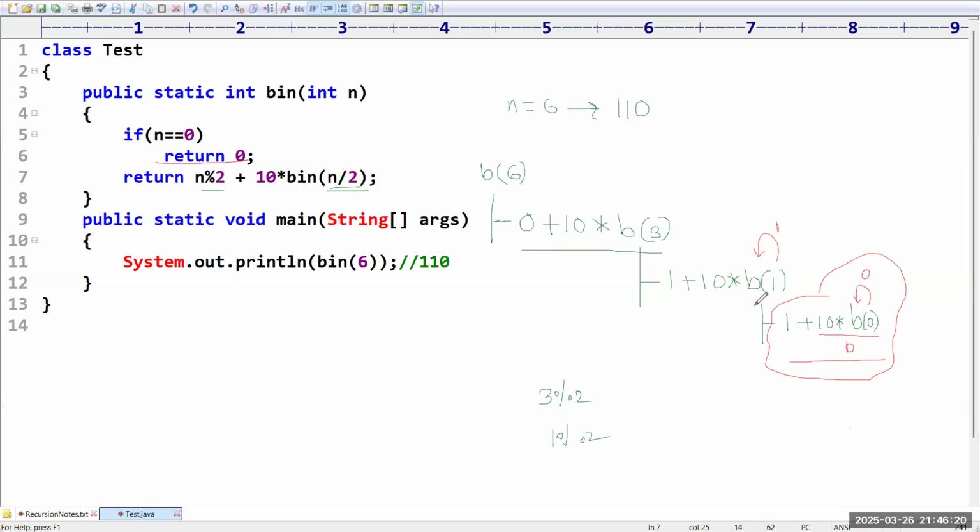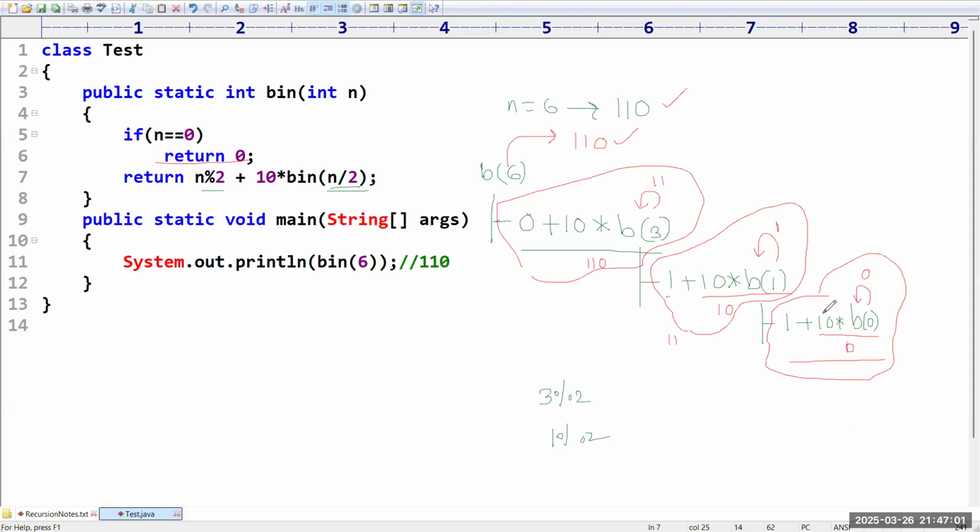Yes. Now tell me 1 into 10. What is the value? 10. 10 plus 1. What is this total value, sir? 11. That 11 it will return. Am I right? Yes. Now tell me 11 into 10. 110 now. So 110 plus 0. What is the return value? 110. Is the expected output correct? Yes. Sir, everyone got clarity? Yes. That's all, friends.